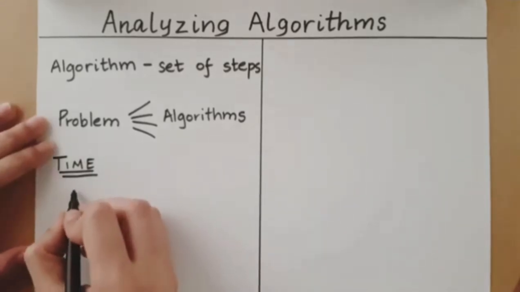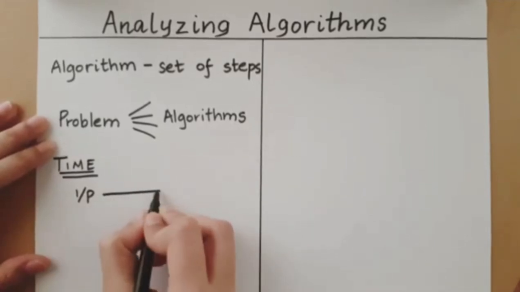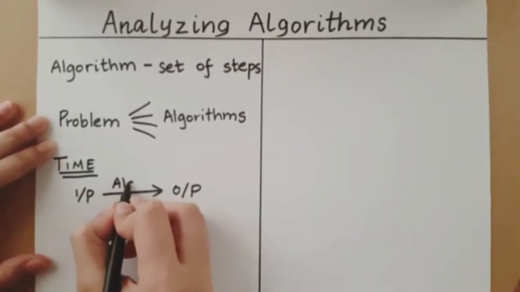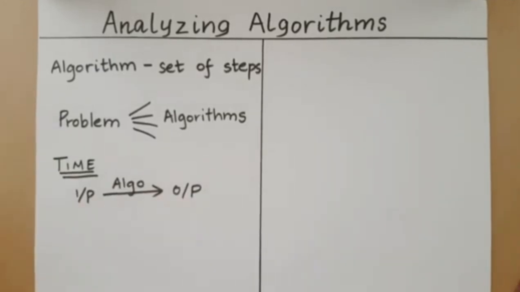Now, an algorithm takes an input and produces an output. The time with which it does so is largely dependent on the input. Let me explain this with an example. So let us consider a very simple search function.